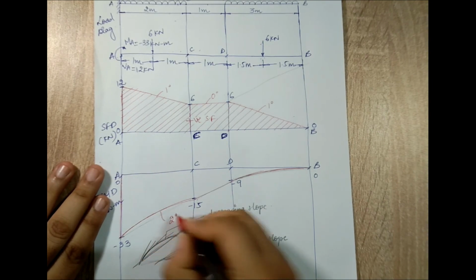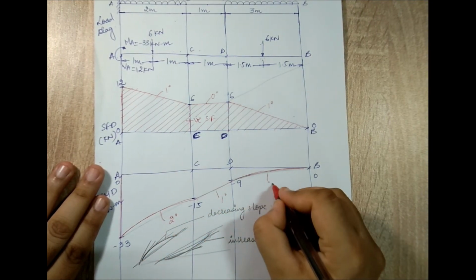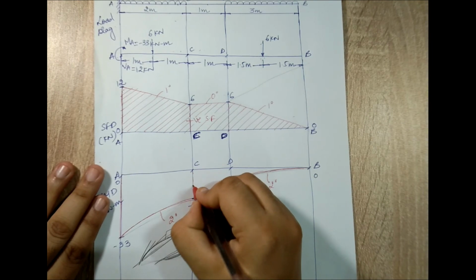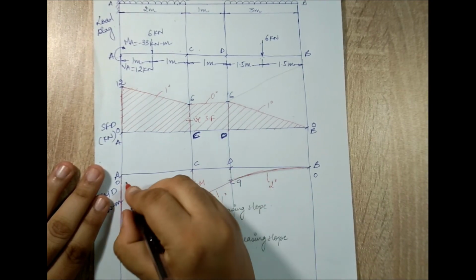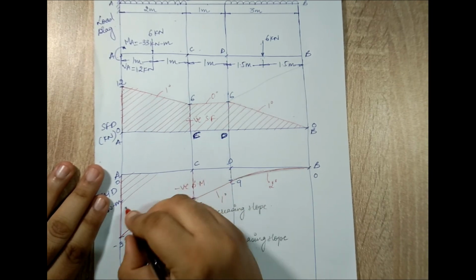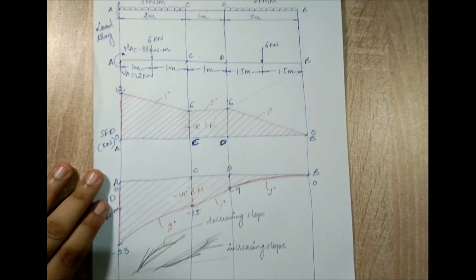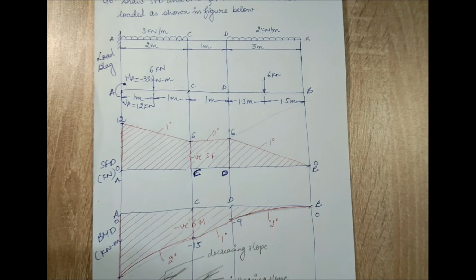This is a 2-degree curve, this is a 1-degree line, and this is a 2-degree curve. I will join the points, and this is my negative bending moment. I will just draw the hatching lines. So based on this concept of drawing the lines, it is very simple to plot the SFD and BMD.